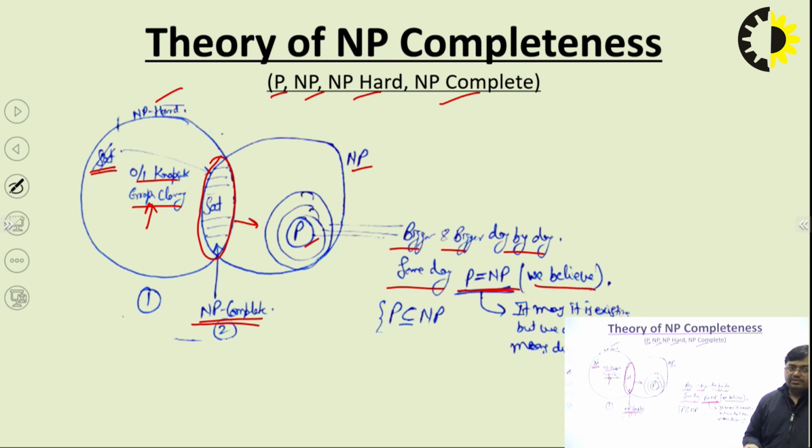This we believe. Currently P is a subset of NP, and P will be equal to NP, which we believe. It means it exists, but we don't know how to discover it. When we discover it, it will become P. Means all NP class problems will become P.